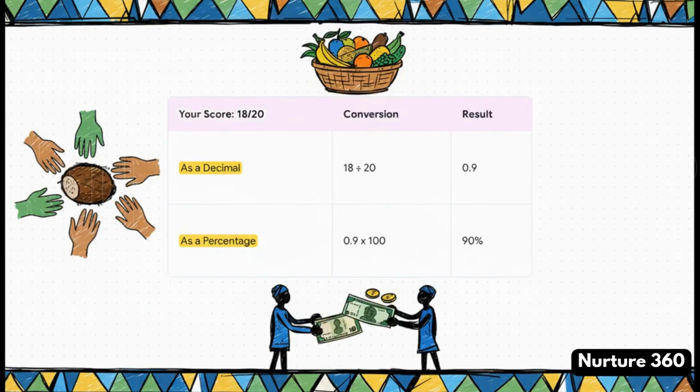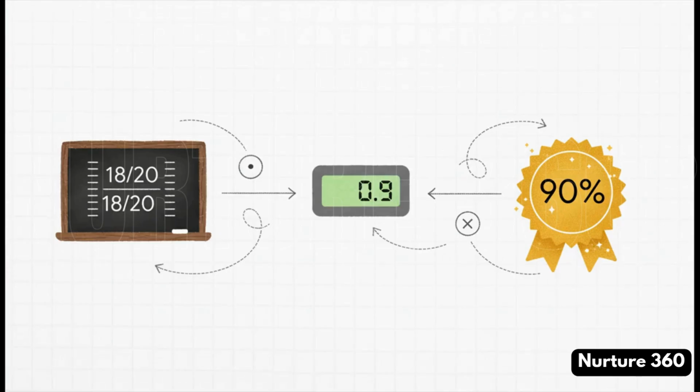And you know what? The process is super simple. To get a decimal, you just divide the top number by the bottom one. So 18 divided by 20, that's 0.9. Then to get a percentage, you just multiply that decimal by 100. So 0.9 times 100 gives us 90. And just like that, your 18 out of 20 score is 0.9 as a decimal and a fantastic 90%. See, they're all just different ways of saying the exact same thing. You can flip between them, no problem at all.